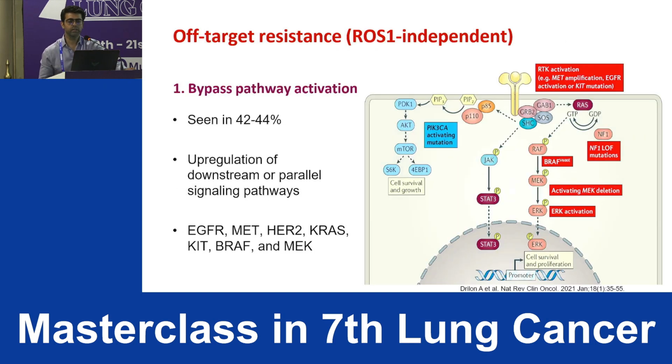Coming to the off-target resistance mechanisms, which are ROS1-independent, the most common is bypass pathway activation, which is seen in somewhere between 40 to 44% of all patients who have tumor progression on crizotinib. There can be upregulation of the downstream or parallel signaling pathways, and that can be associated with the EGFR, MET, HER2, KRAS, KIT, BRAF, and MEK pathways.